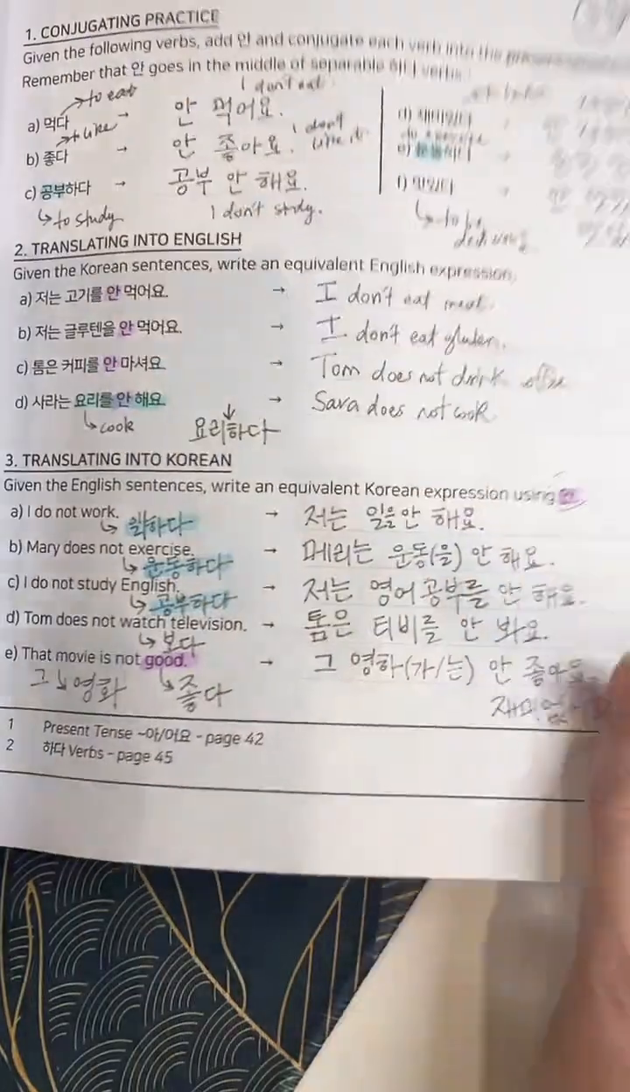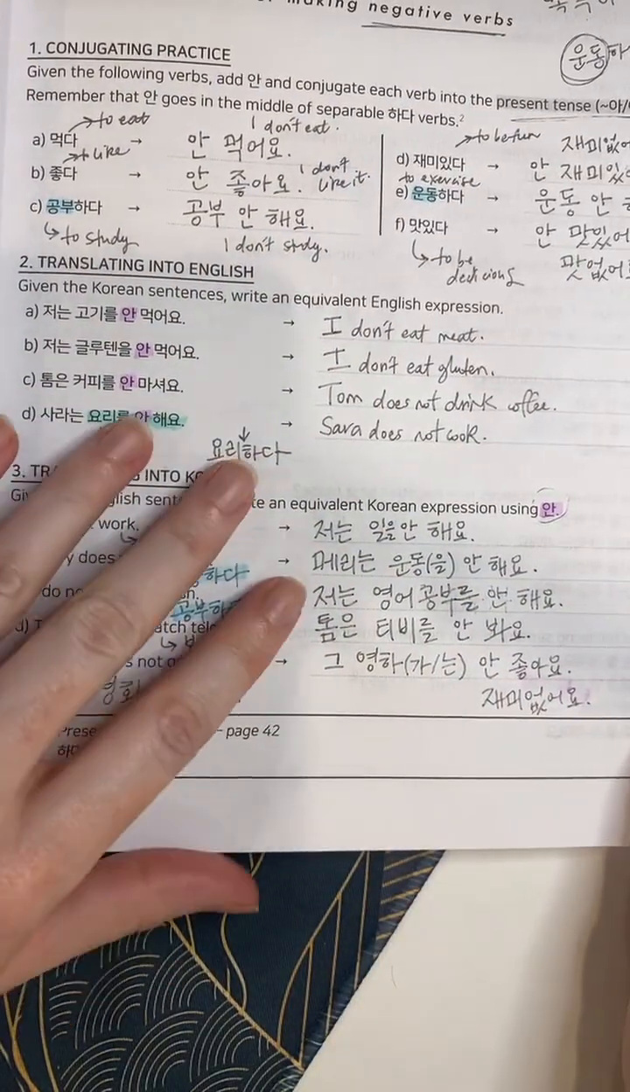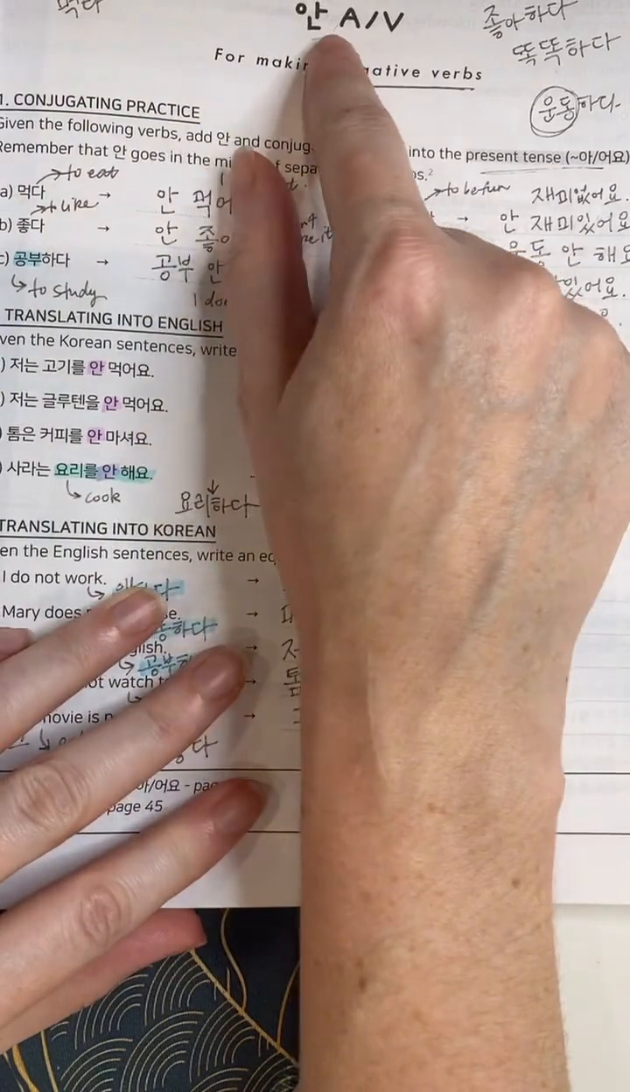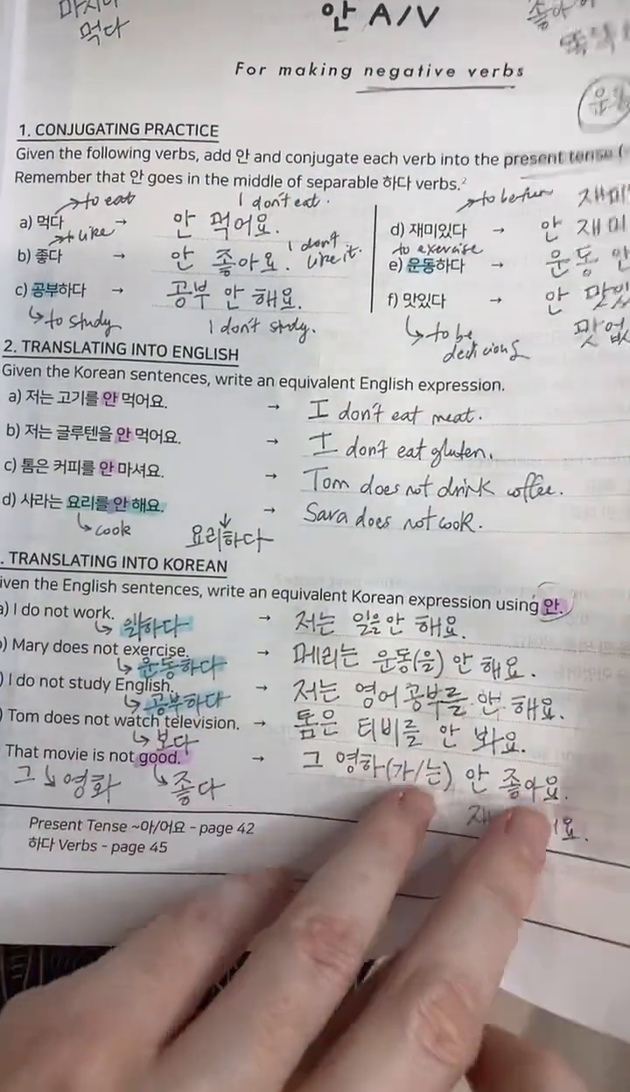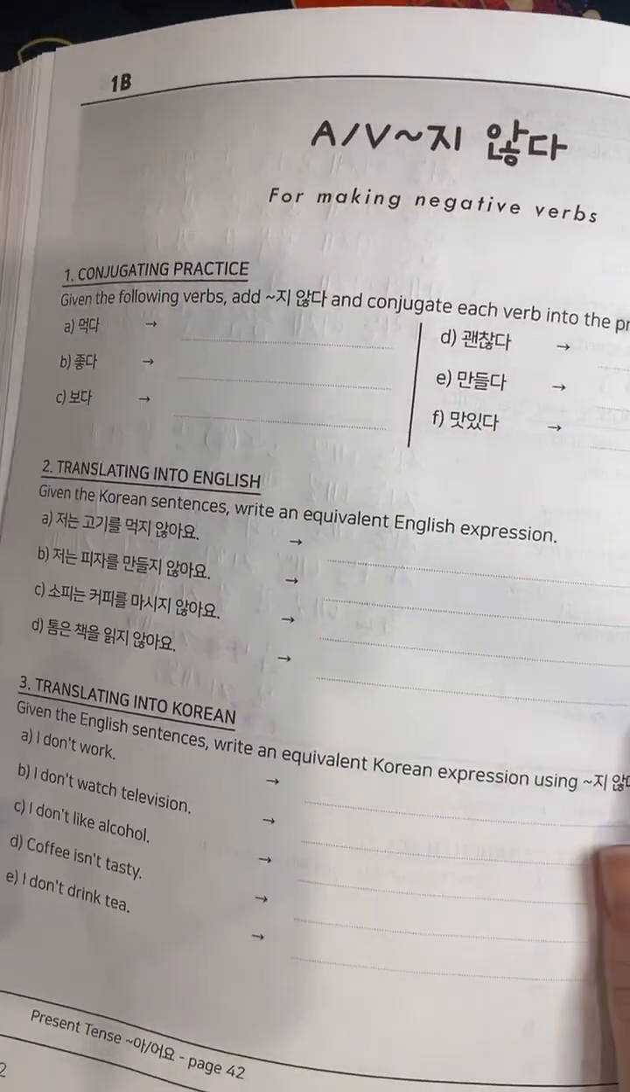We today 끝났어요. 네, 끝났습니다. We finished an, this chapter here, an AV. And next time we're going to be doing G anta, which is another useful grammar form.